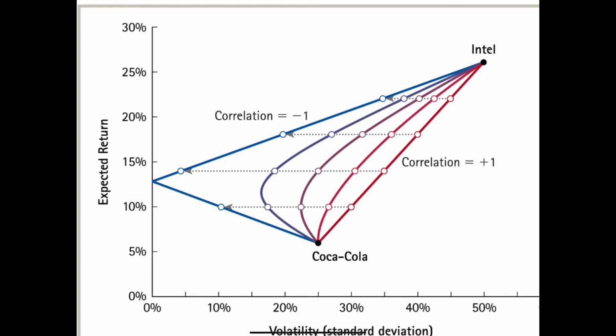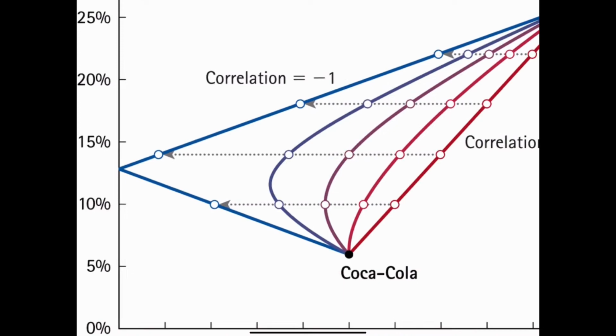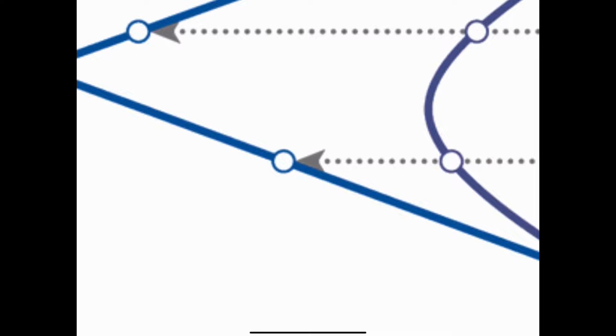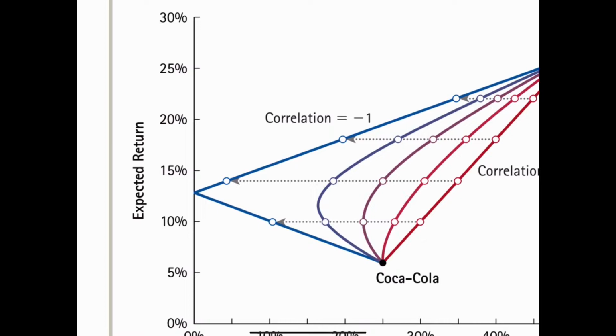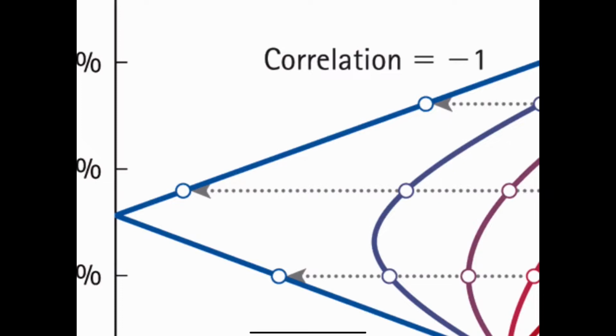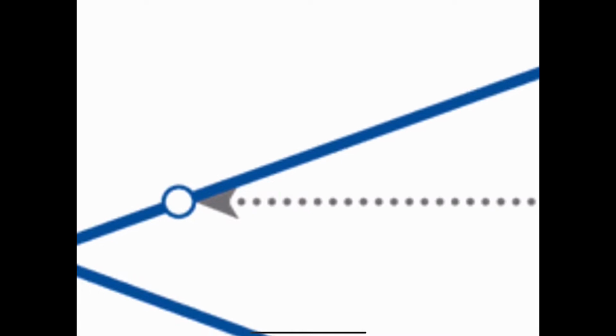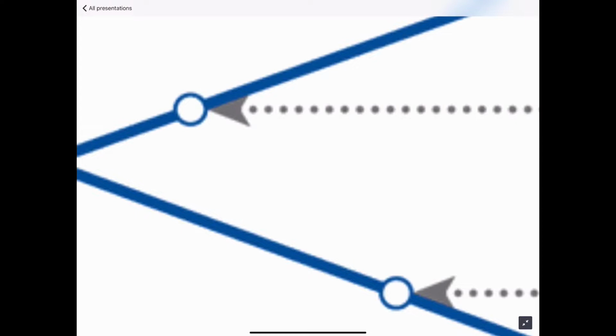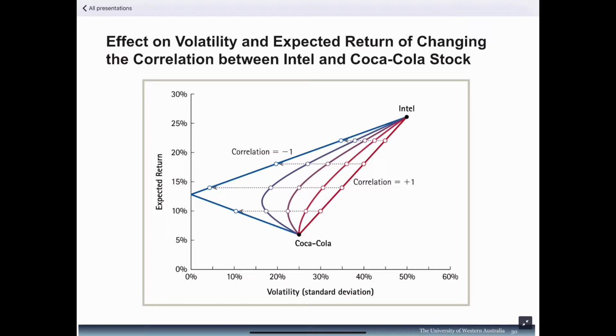And of course, when the correlation is -1, everything on this blue line, going from here to here, is inefficient, because you can achieve a better outcome by going onto the efficient portfolio from here to here. In every case you can have a better expected return at this point than that point, holding the same volatility. This graph illustrates the benefit of diversification, and that comes from the lower correlation.